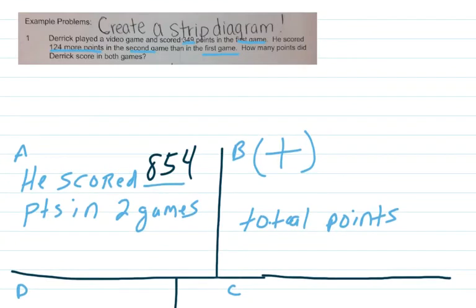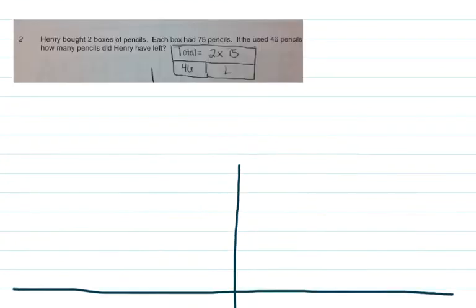Now, let's look at one more problem. Henry bought 2 boxes of pencils. Hey, boy, Henry is rich. I don't even think I could have bought 1 box of pencils. Each box has 75 pencils. He used 46. How many pencils did he have left?